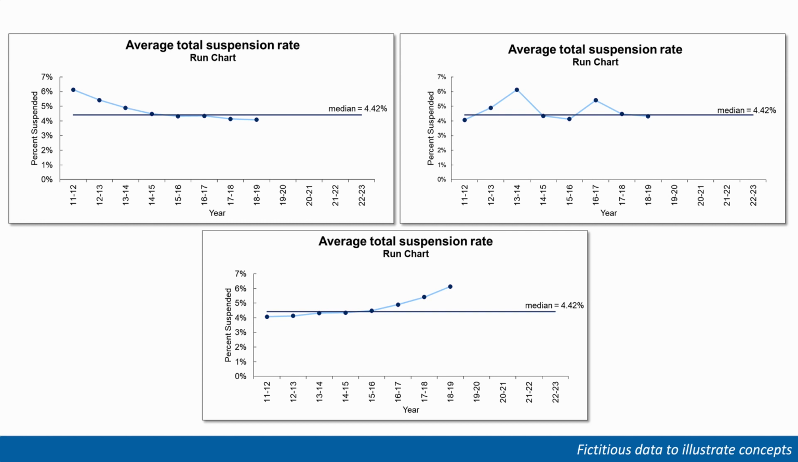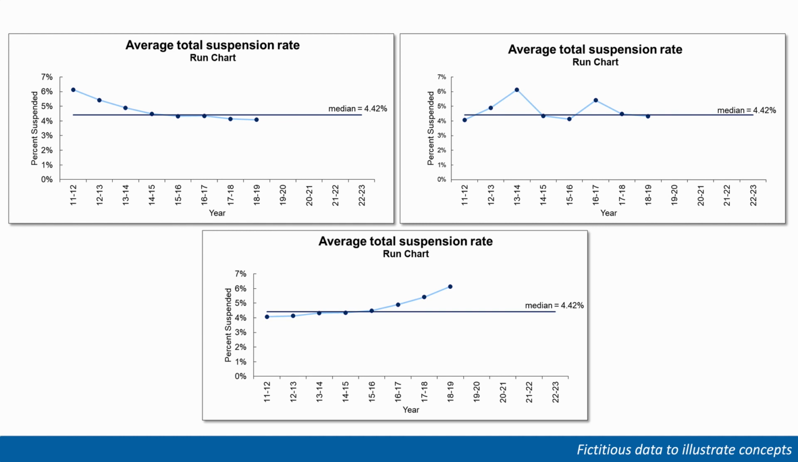In these illustrative examples, each graph displays the same 8 data points, suspension rate for each school year. Each displays the same median performance, 4.42%. But at a glance, it is easy to see these graphs tell very different stories, each story leading to a different set of decisions about what to do.